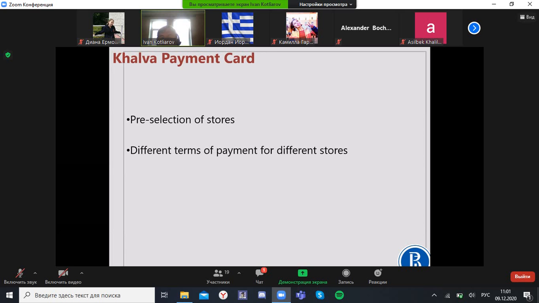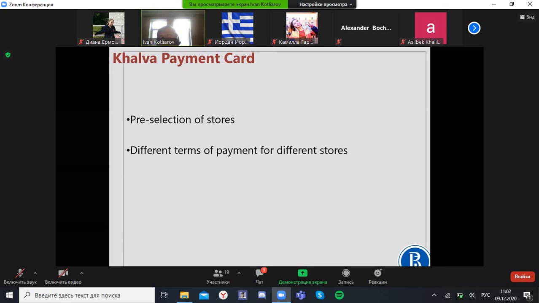The bank should pre-select stores which will participate in this program. The bank should get the approval of stores for their participation in this program. So not all stores will participate in such a program. The Halva payment card is operated, I don't know precisely, by MasterCard or Visa. But okay, Visa and MasterCard ensure only the processing of payments. But the Halva program should be approved by the store. So there is a need for preselection of stores.